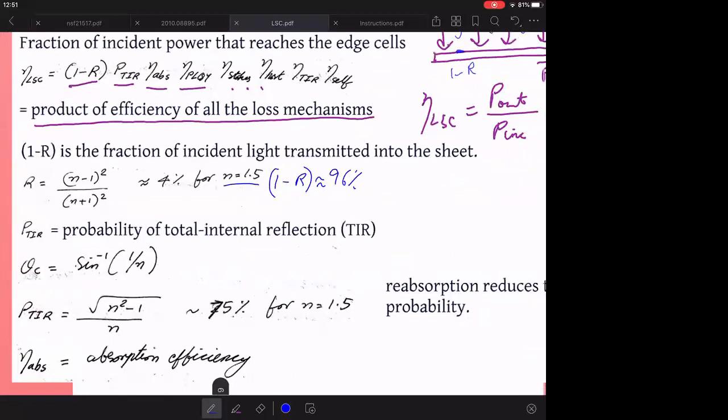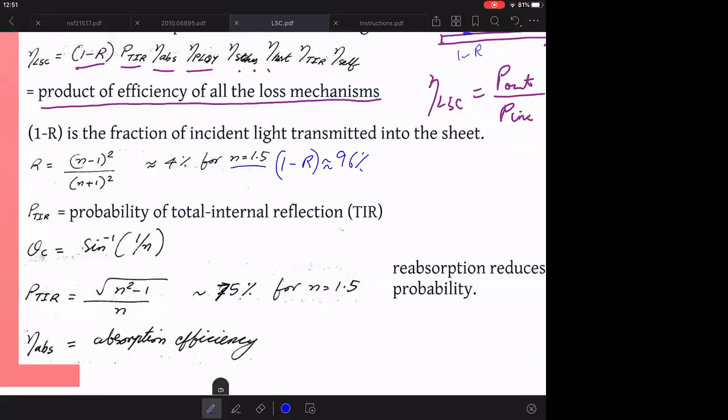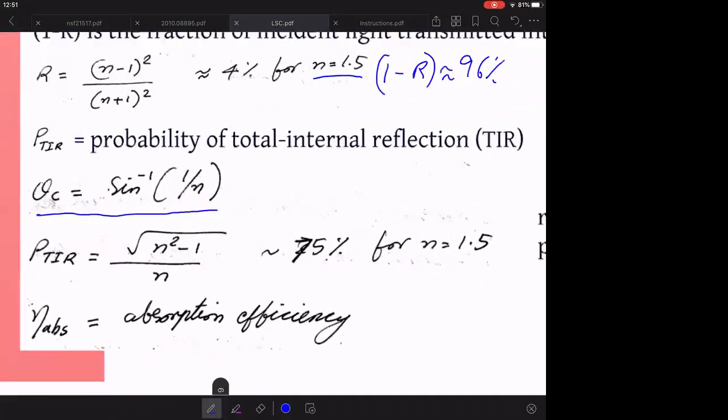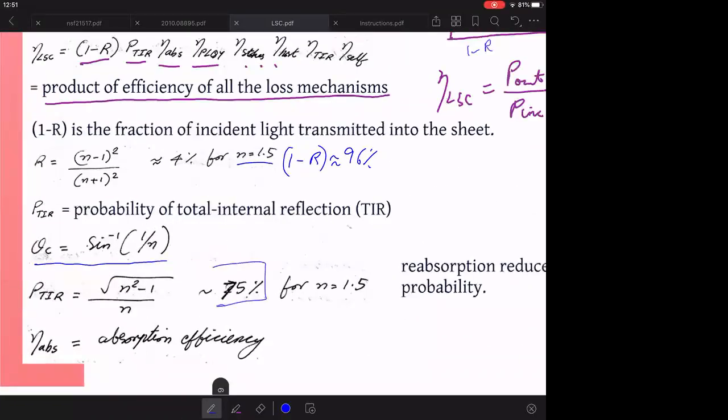The second term here is P_TIR. It's also something we're familiar with. It's the probability of total internal reflection, which is how much light is actually trapped within the glass or the plastic. As we have also seen before in the lecture on light trapping, it is determined by the critical angle, and it's approximately given by the square root of n squared minus 1, divided by n. It turns out to be about 75% in the case of n equals 1.5.